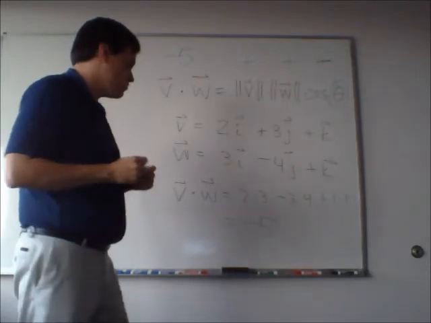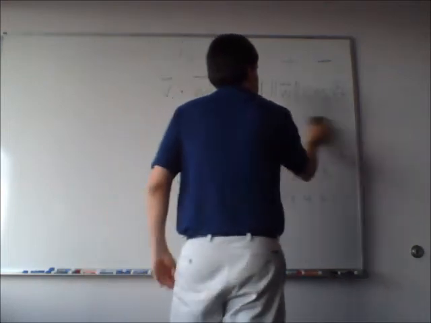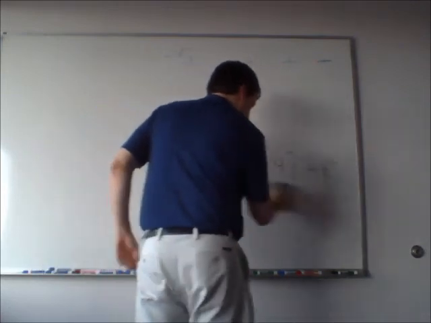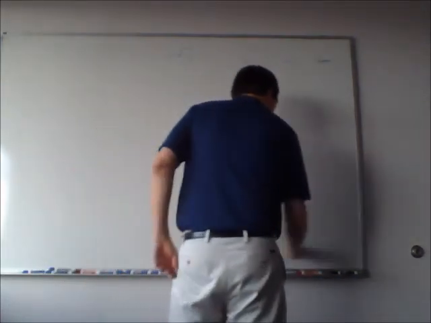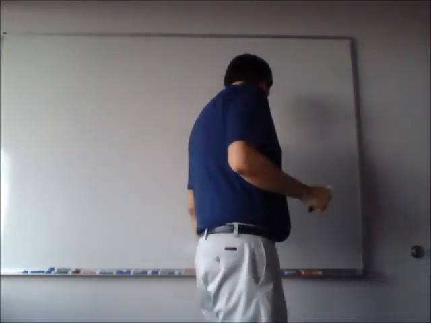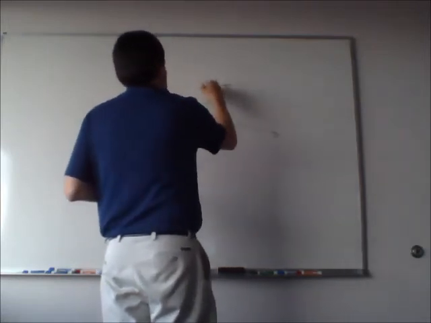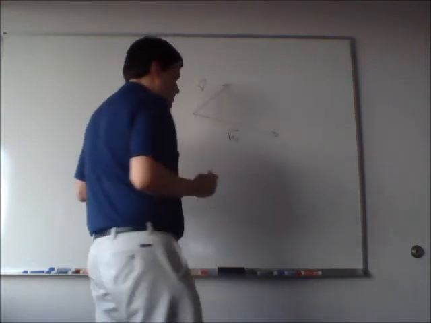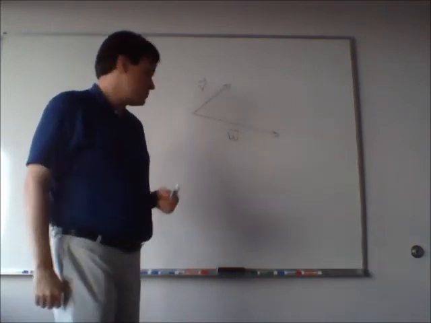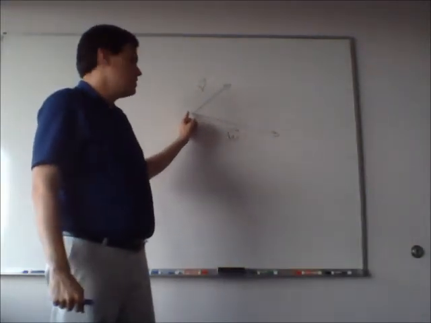Okay, now what does the cross product mean? Let's suppose that I draw two vectors V and W. These are roughly the same as before. And let's suppose that I took their cross product. What that's going to do is it's going to give me a vector that is perpendicular to both of these.